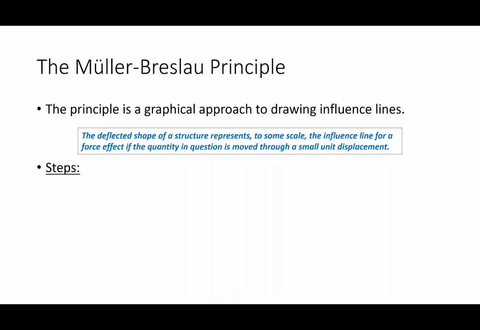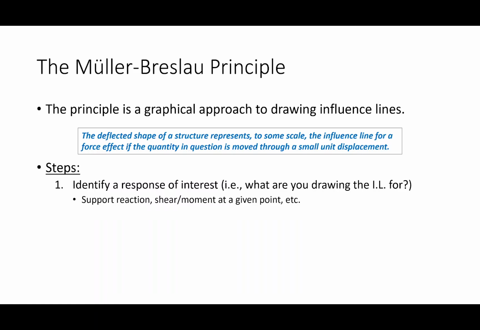Okay? So what it says, I'm going to read the Muller-Breslau principle in detail, and then I'm going to describe how it works. So the Muller-Breslau principle states as follows. The deflected shape of a structure represents, to some scale, the influence line for a force effect if that quantity in question is moved through a small displacement. That is a lot. What does that mean? Okay, here's what it means.